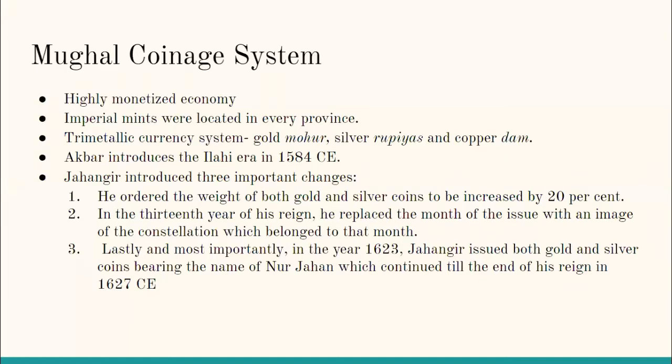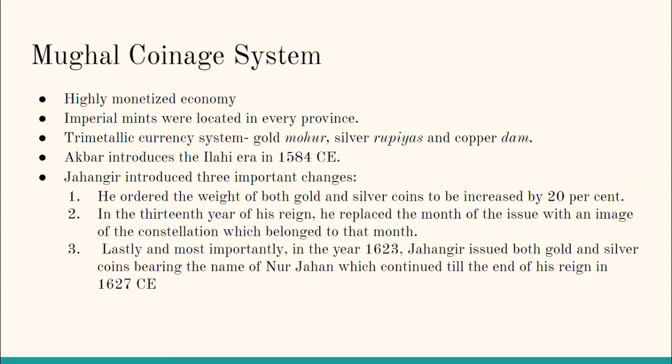Now, a few changes were introduced by Akbar and Jahangir in their own reigns. So, one important change that Akbar introduced was the Ilahi era on the coins, which was based on the solar calendar instead of the lunar, in 1584 CE. When Jahangir came to power, he introduced three more changes. Firstly, he ordered the weight of both gold and silver coins to be increased by 20%.